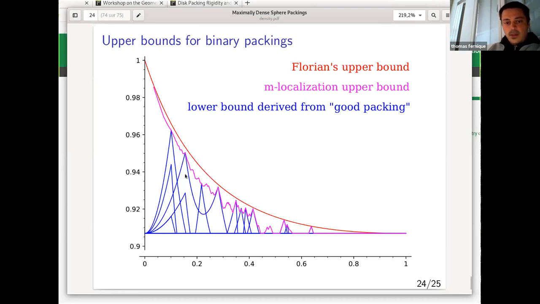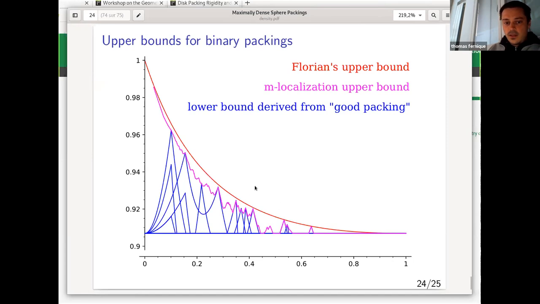And then in blue, I put the non-example of dense packing. Basically it looks like peaks, and the top of each peak is a very good packing. Typically, most of them are triangulated binary packing, and then you just modify them in order to not lose too much density, and you get good packing, and it is a lower bound on your density. So around this point, it looks like the upper bound and the lower bound meet. On the picture, it looks like they are equal, but there is some small difference. It needs to be proved, but it looks like you cannot do better than the known bound.